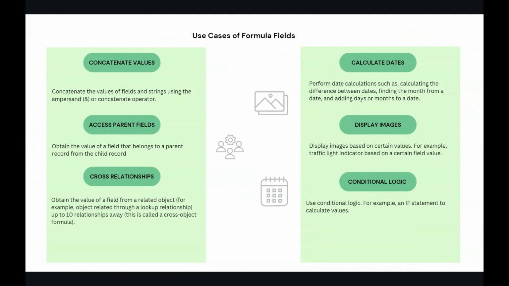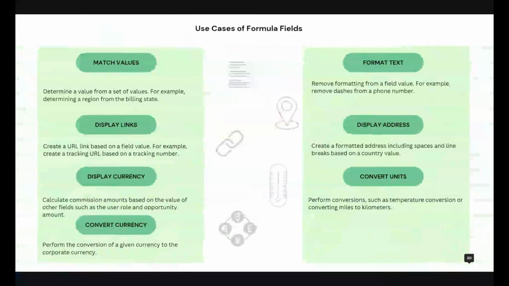It can perform date calculations, such as calculating the difference between dates, finding the month from a date, and adding days or months to a date. It can display images based on certain values, for example, a traffic light indicator based on a certain field value. It can use conditional logic, for example, an if statement to calculate values. They can also determine a value from a set of values, for example, determining a region from the billing state. They can create a URL link based on the field value.